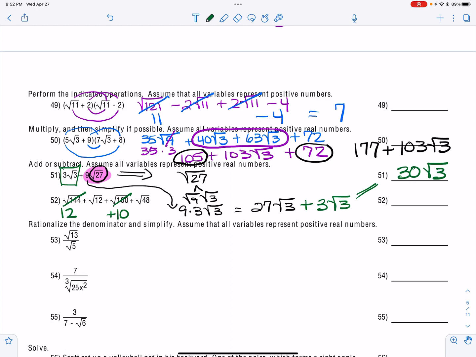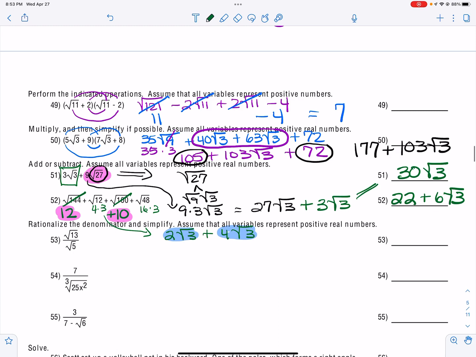So if I look at the square root of 12, that is 4 times 3. Let me come over here. So that's square root of 4 is 2, and then I leave 3 in the radical. 48 is 16 times 3, and so the square root of 16 is 4 radical 3. And so now I'm going to add 12 plus 10, and that makes 22. And then I'm going to add 2 radical 3 plus 4 radical 3, and that makes 6 radical 3.